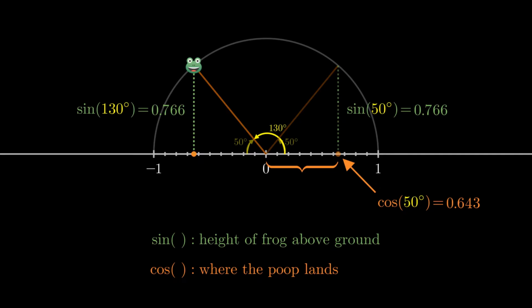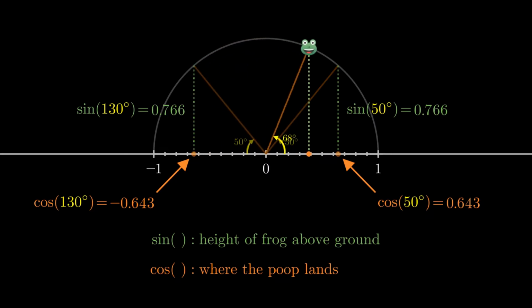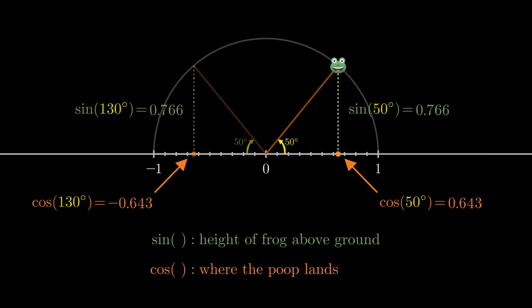And by symmetry, it must be the same length on the other side, going to the current position of the poop, but we can see that now it's on the left side, which means that the cosine of 130 degrees is negative 0.643. The number is sort of the same, but now it's just gone negative. Again, you can check on your calculator if you like. So that's the symmetry that comes from swinging the frog around.